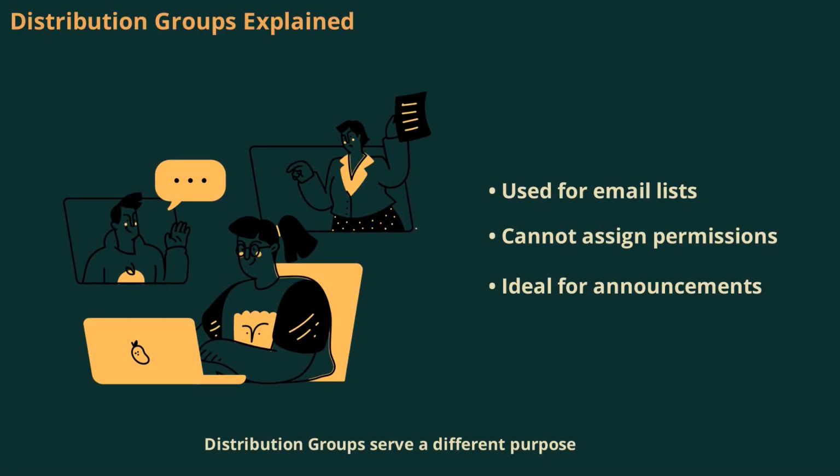Distribution groups serve a different purpose. They are used exclusively for email distribution lists. If you need to send an email to a large group of people at once, a distribution group is the way to go. However, these groups cannot be used to assign permissions to resources. For instance, you might have a group called All Managers Email to quickly send announcements to all managers. Remember, distribution groups are about communication, not security.